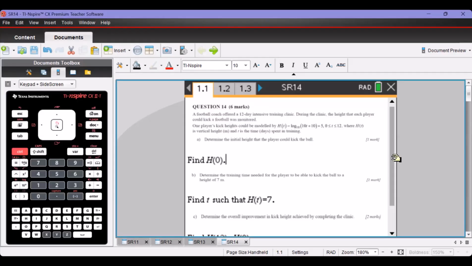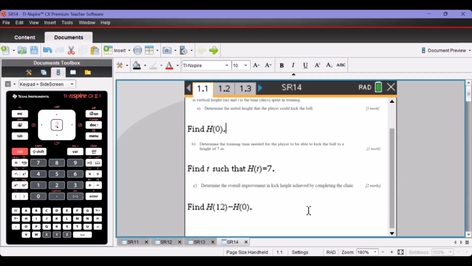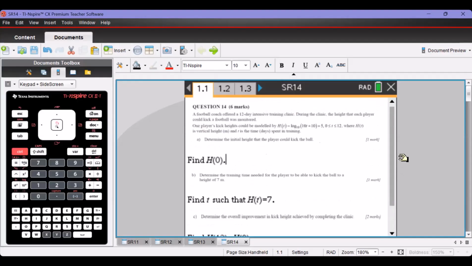Part C asks us to determine the overall improvement in kick height for this player achieved by that player completing the clinic. So in other words, we need to find h of 12 minus h of 0, and we would expect a positive quantity to be the answer to part C.